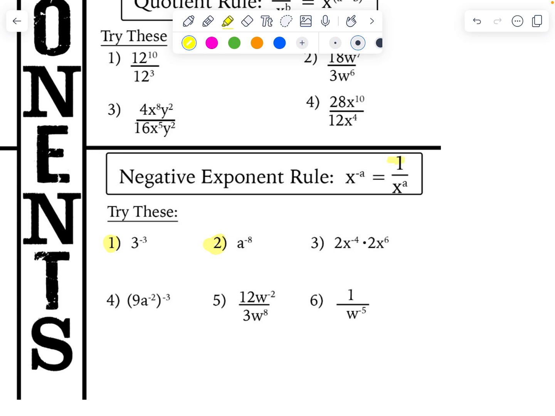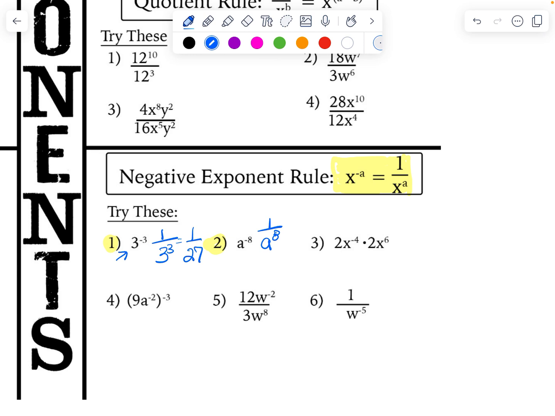Let's do that with actual numbers because it always looks better with numbers. 3 to the negative 3 power is the same as 1 over 3 cubed, or even 1 over 27 if we want to write that out. A to the negative 8 is 1 over a to the 8th. And we're going to find later that we can move things from the numerator to the denominator and from the denominator to the numerator and change the sign on the exponent. But for now, we're just going to go that far. We'll come back to the rest of those examples.